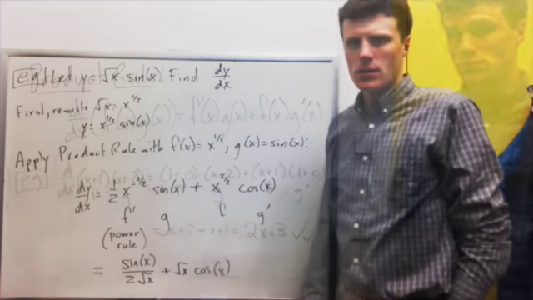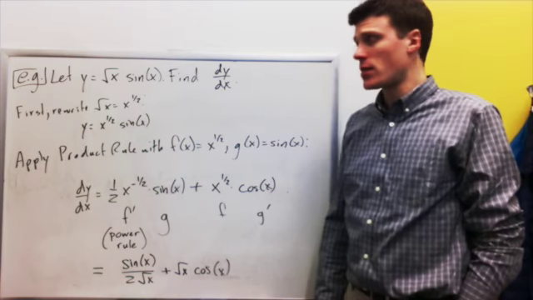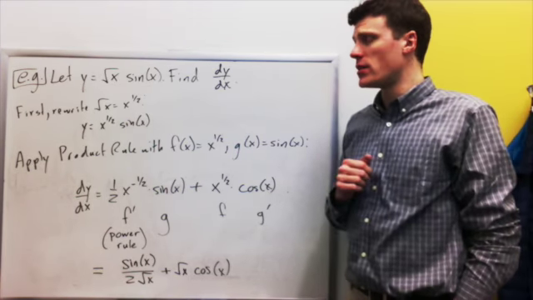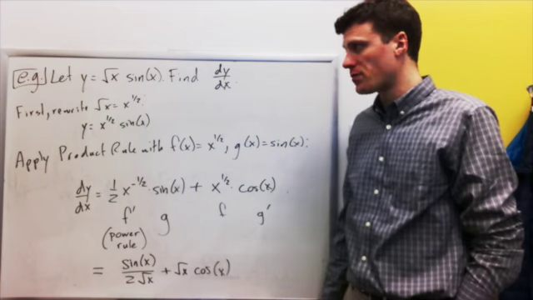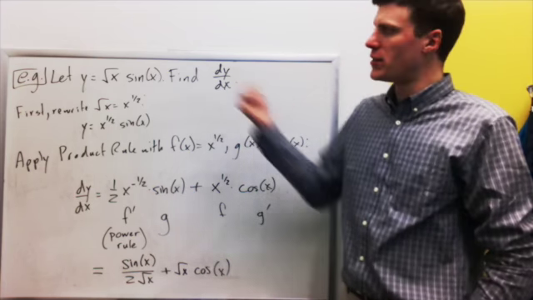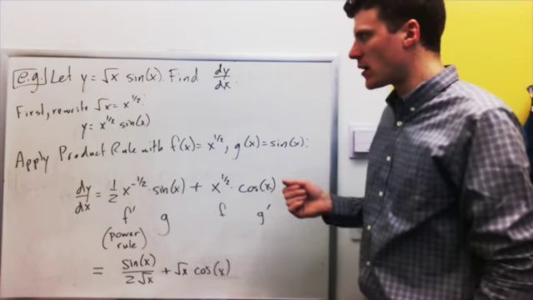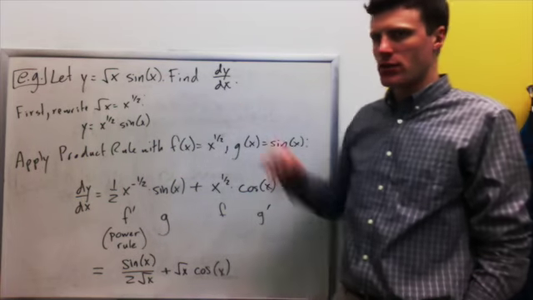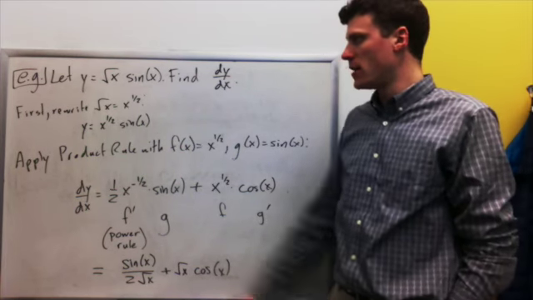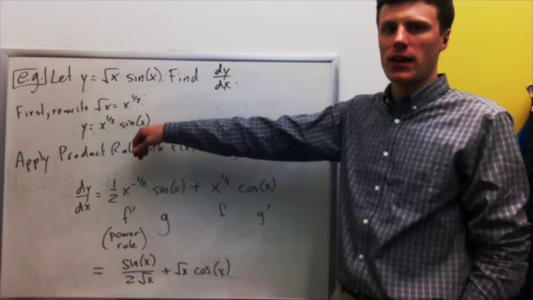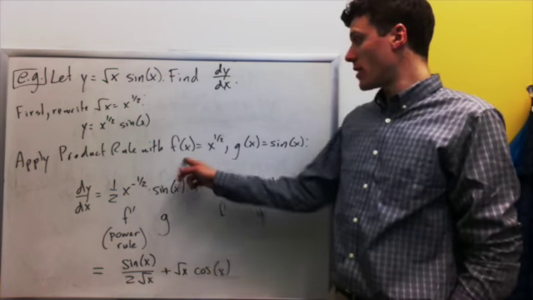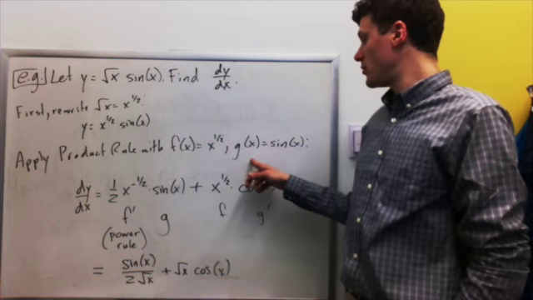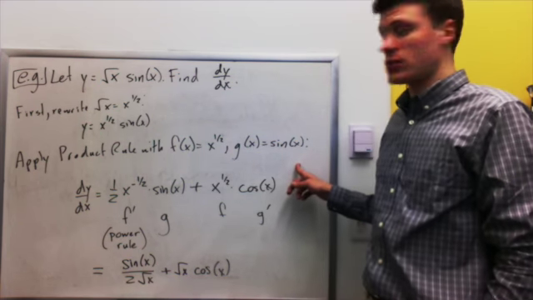And that checks out with what it should be. Cool. Alright, so now let's just do a lot of examples. Let's let y be the square root of x times sine of x. Let's find dy dx. First, whenever I see a root, I'm going to rewrite it as a power of x. So the square root of x is x to the 1/2. And y is equal to x to the 1/2 times sine of x. Now I will apply the product rule with f of x equal to x to the 1/2 and g of x equal to sine of x.